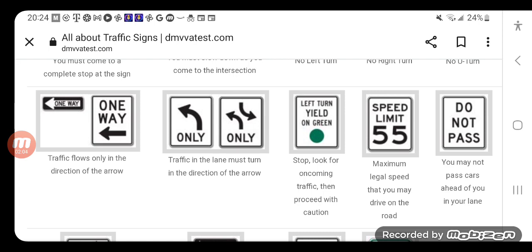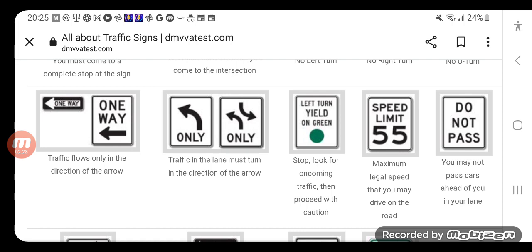One-way signs, you'll see this is where the traffic can only flow in one direction. Okay, you'll see a lot of these inside large cities. For city blocks, you'll see one-way signs. You cannot go the opposite direction or you will cause an accident. You can only go in one direction.